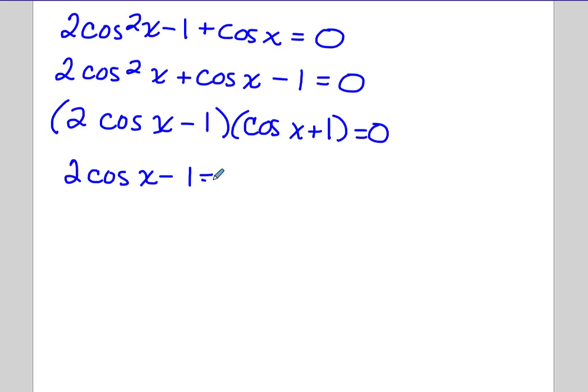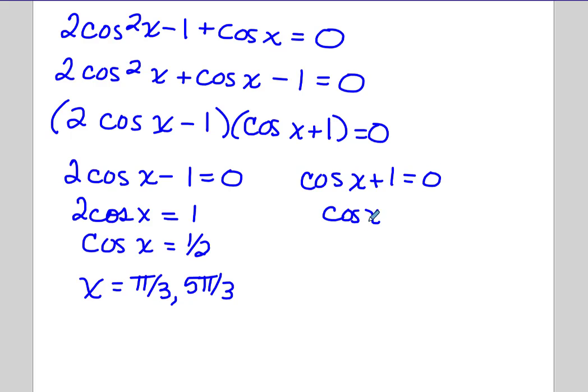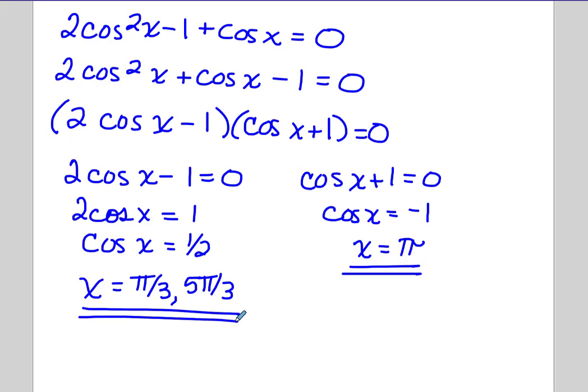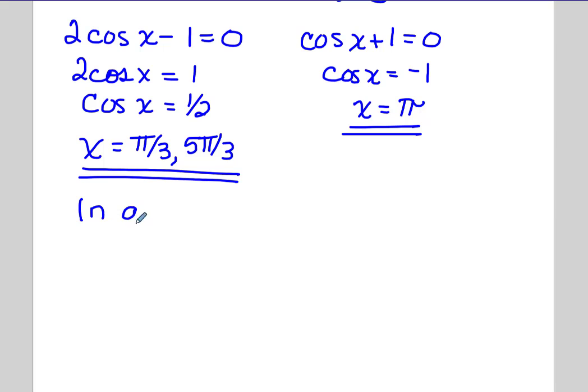So this first factor, 2 cosine x minus 1, is 0 when cosine is 1/2. And cosine is 1/2 when x is pi over 3 and 5 pi over 3. The other factor, cosine of x plus 1, is 0 when cosine is -1. And that happens when x is pi. So we have 3 places around the unit circle where the graph is first 0. But like I said, we wanted the general solutions.